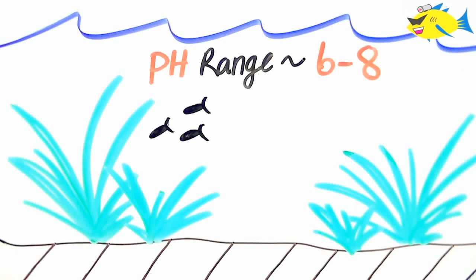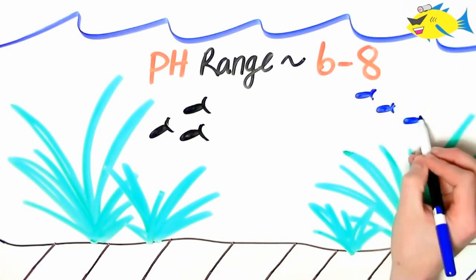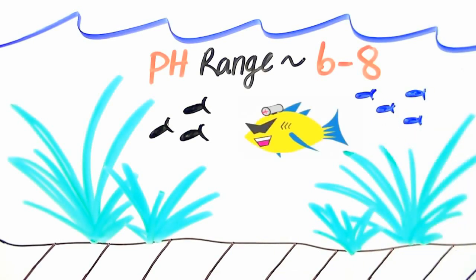A safe pH range in a freshwater aquarium can vary between 6 and 8 depending on several factors. Some species of fish are extremely sensitive to pH and may require a narrower pH range to remain healthy, so don't forget to do your research before buying your fish.